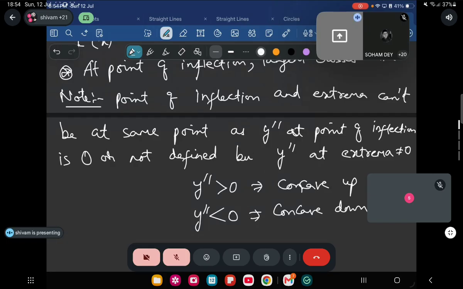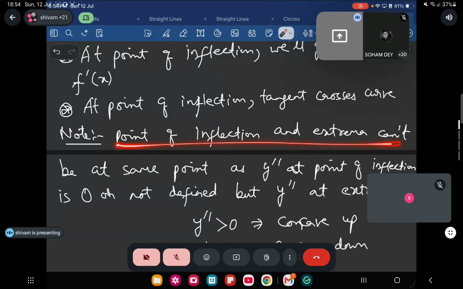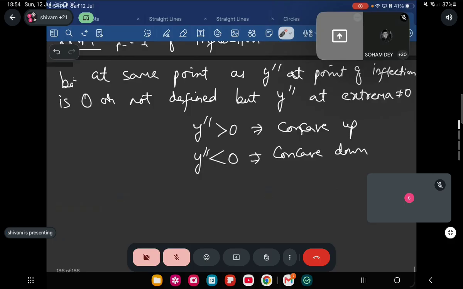It should be, but, sorry. Wait, let me see. Let me read it once again. Point of inflection and extrema can't be at the same point. Y double dash at the point of inflection is 0 or not defined. It should be, but y double dash at extrema is not equal to 0. Yes, at extremum it is not equal to 0. Right. Tell me, is it clear?